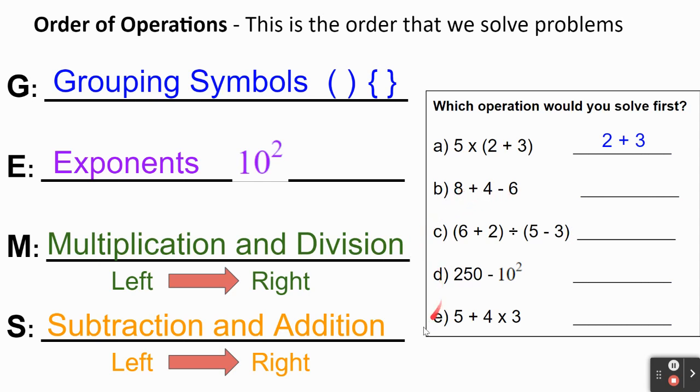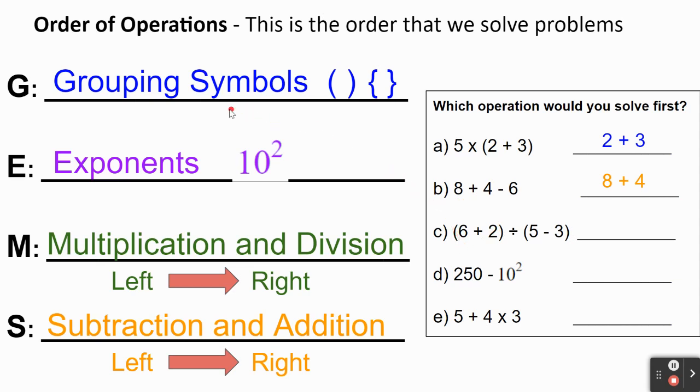So now we can move on to the S, which stands for subtraction and addition. In problem B, we can see there is both addition and subtraction. Since there's both of these operations in problem B, we're going to solve it going from left to right. So since 8 plus 4 is listed first, we're going to solve 8 plus 4 first. Now let's move on to problem C.